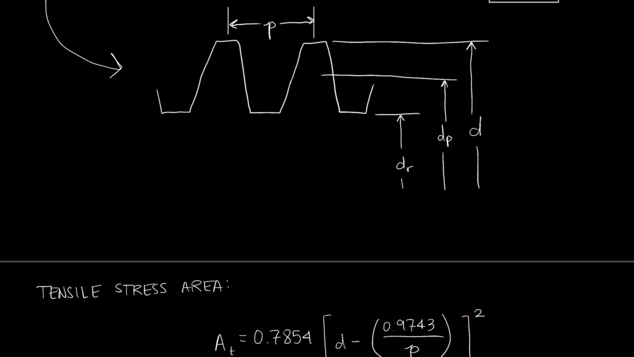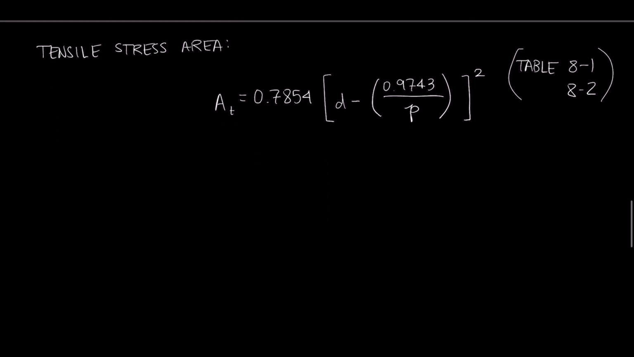This is a way that you can calculate the tensile stress area if you ever need to, especially if you have a non-standard bolt. For standard sizes, you can find tensile stress areas in your textbook in tables 8-1 and 8-2, and that's for both the UNS standard bolts and for the metric fasteners. Now let's talk through naming convention for bolts, and I think that'll wrap it up for this introductory video.